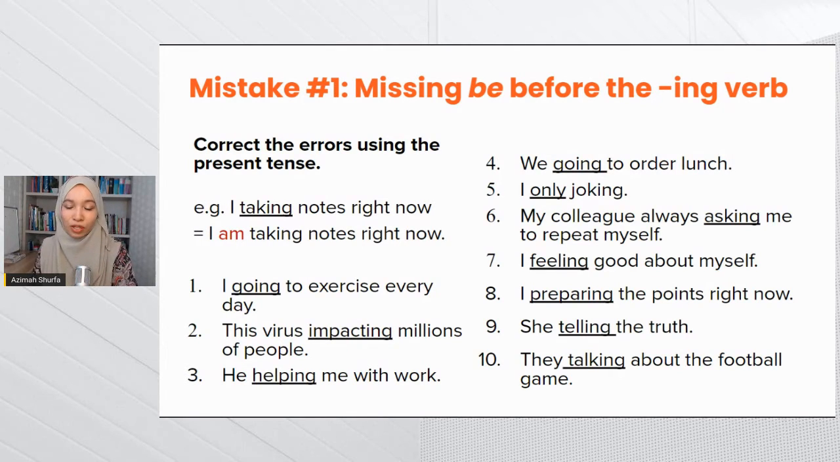Okay. I want you to see the pattern. Because sometimes we rush, especially when we speak. So we omit, we don't use the be verb before the ing verb. So we're like saying, oh, I only joking. It should be, I'm only joking. So I'm giving away number 5. Okay, great, guys.